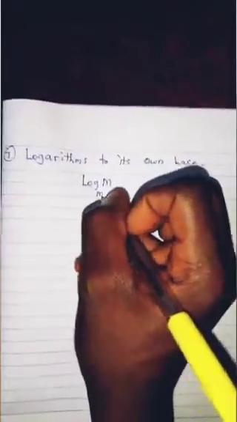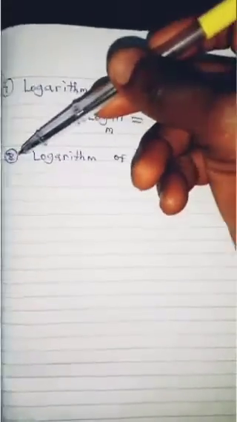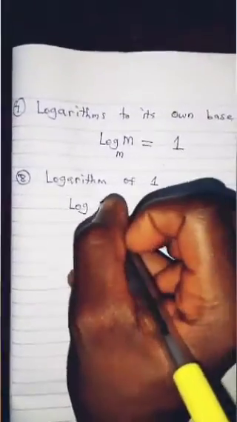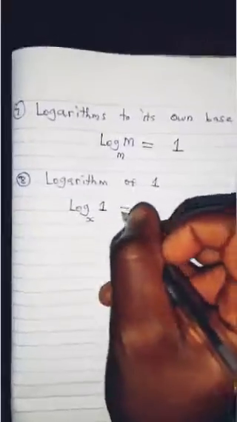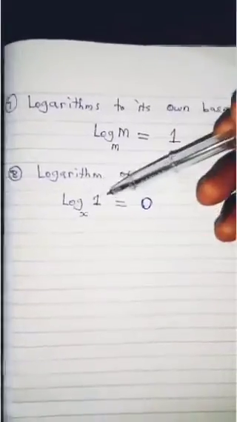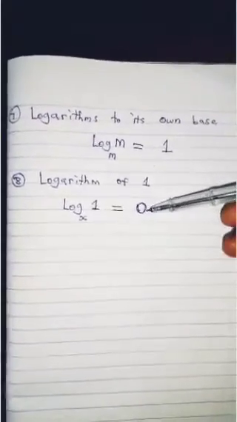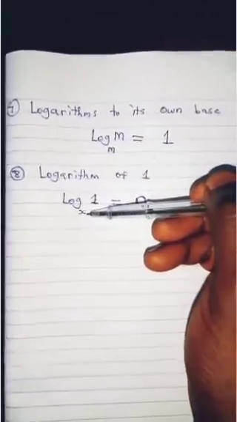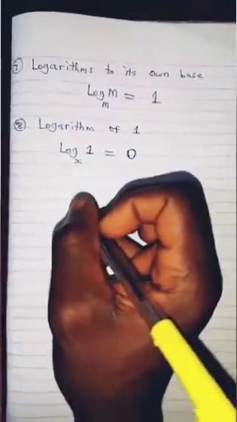Number 7, we are looking at logarithm to its own base. Logarithm to its own base, which means if we have log m into base m, this will equal 1. So the next one, we are looking at logarithm of 1. If we have log 1 into base x, this will equal 0, which means anytime we are having our number as 1, it will always equal 0, no matter what the base is. So that's everything about logarithm of 1.